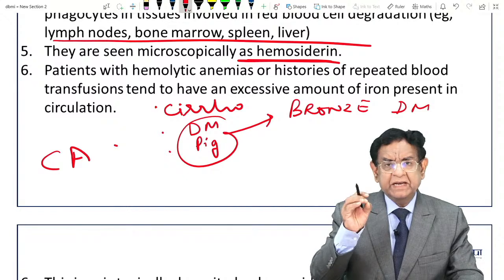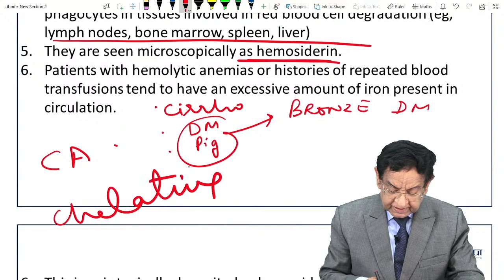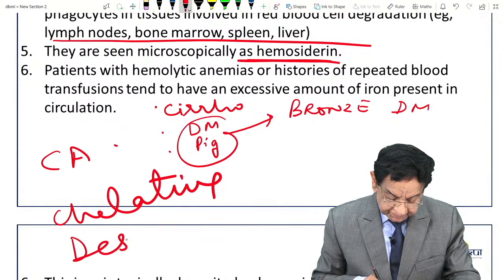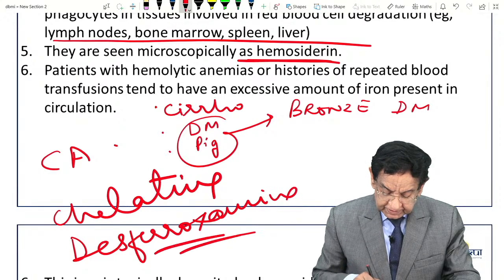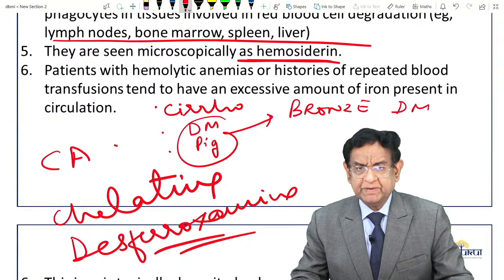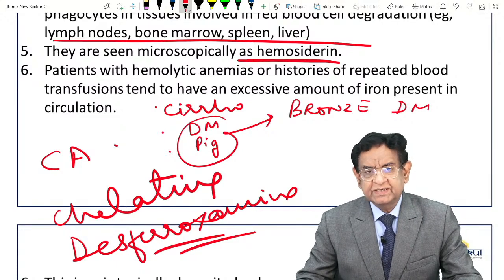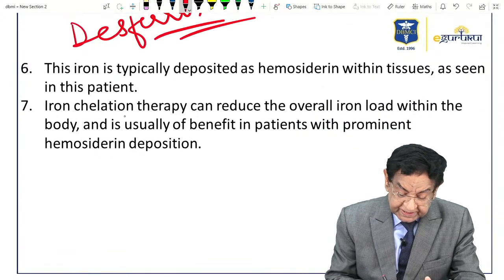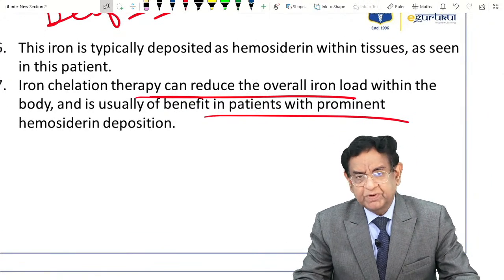So this is the second clinical application: we use various chelating agents in conditions like beta thalassemia, like desferoxamine. This is a clinical application of excess iron, so we could nicely correlate physiology, pathology, medicine and pediatrics about the iron status in beta thalassemia. Iron chelation is needed so that patients benefit, otherwise they are bound to have a lot of problems.